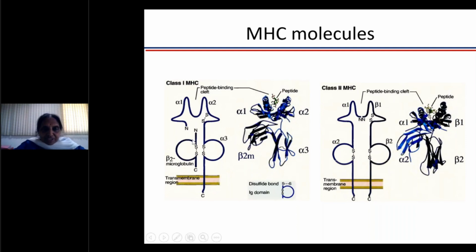The class 1 MHC molecule has one chain, a heavy chain, which has 3 parts: alpha 1, alpha 2, alpha 3. It does not have a second chain of its own. The second chain is formed by a ubiquitous protein called beta 2 microglobulin, which is important to give it stability and structure. While in class 2 MHC, you have 2 chains, an alpha chain and a beta chain, which are coded by different genes, and they come together to form a stable MHC molecule.